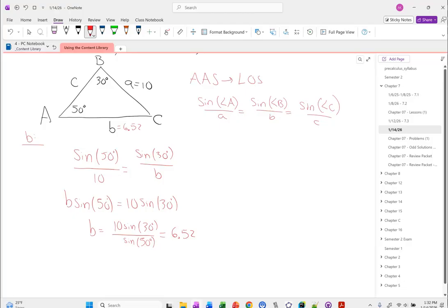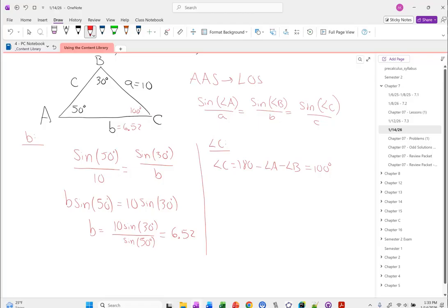Now I need to find angle C and side C remaining. Oh no, I don't know either one of them. How am I gonna use the law of sines if I don't know either angle C or side C? Yeah, so Gabby says angle C is just gonna be 180 minus angle A minus angle B. That one's kind of there for free. Could I have found that before I found side B? Yeah, sure.